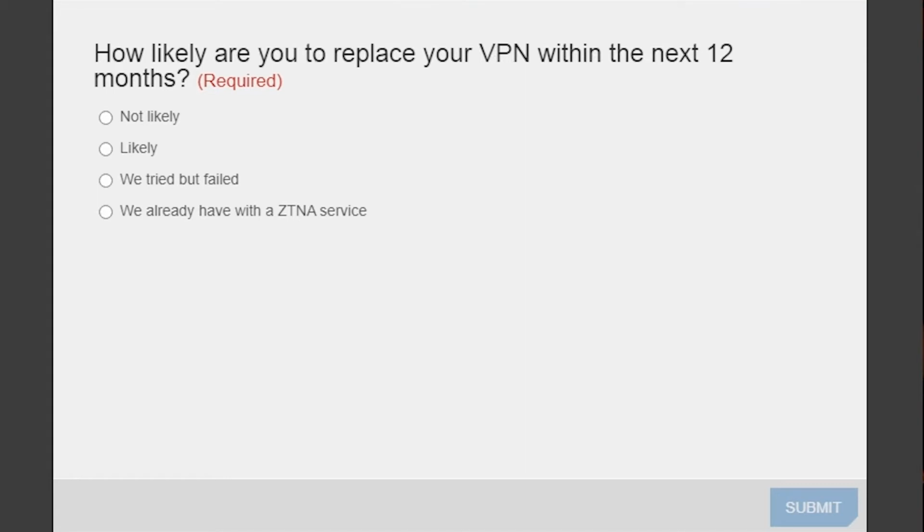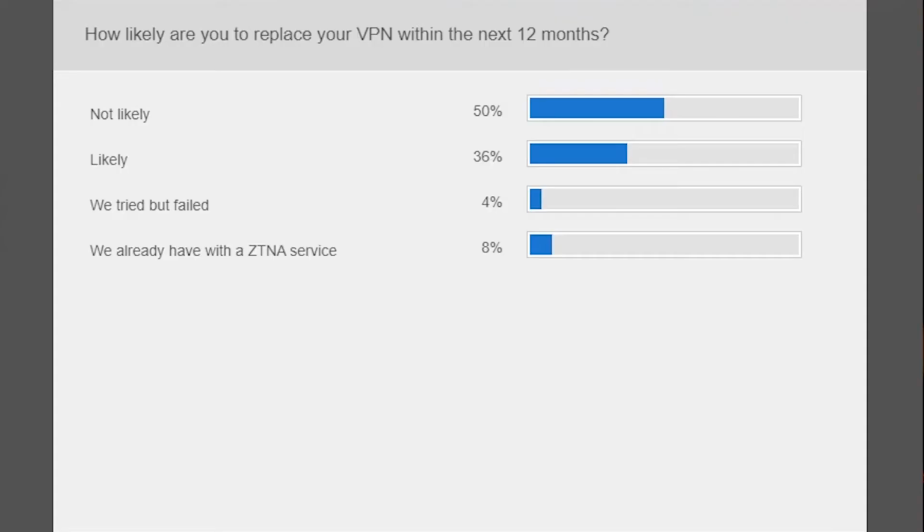All right. Let me share the results of this one. And it looks like kind of a 50-50 split here between not likely and the other 50% who are likely, they failed, or they already have a zero trust access service in place. What do you think, John? This is again very similar to what I've seen out in the industry. A lot of this comes down to priorities and where the IT leaders are looking to put their investments, and we'll talk a little bit about that during the presentation.